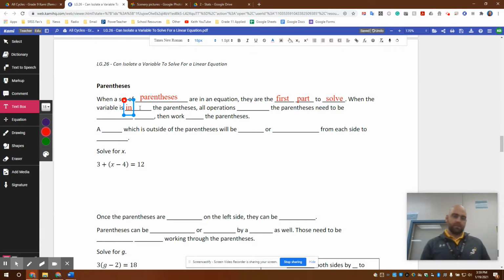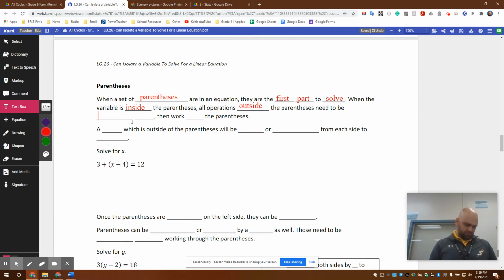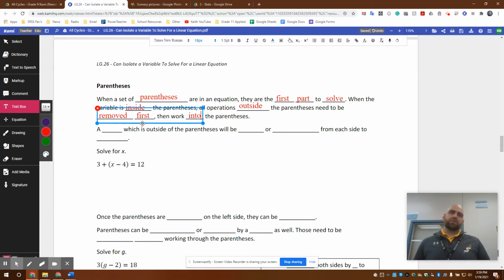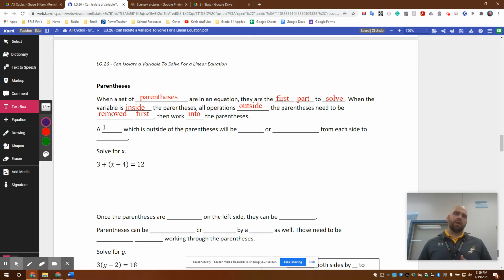Now, when the variable is inside the parentheses, all operations outside the parentheses need to be removed first. Then we work into the parentheses. The first thing we need to do is get rid of all of the operations that are outside the parentheses, and then we're going to work our way in and solve for what is inside.